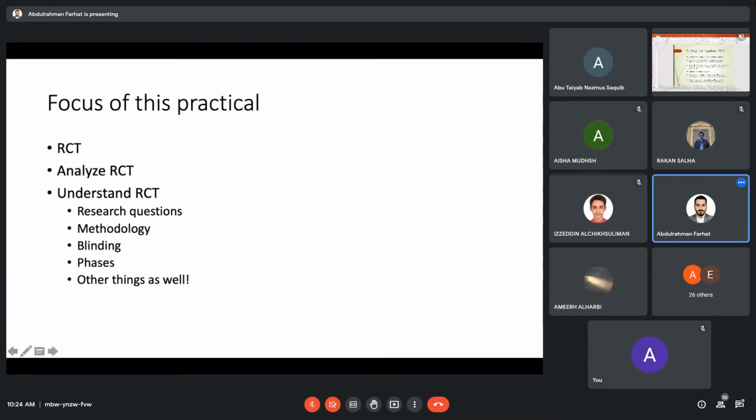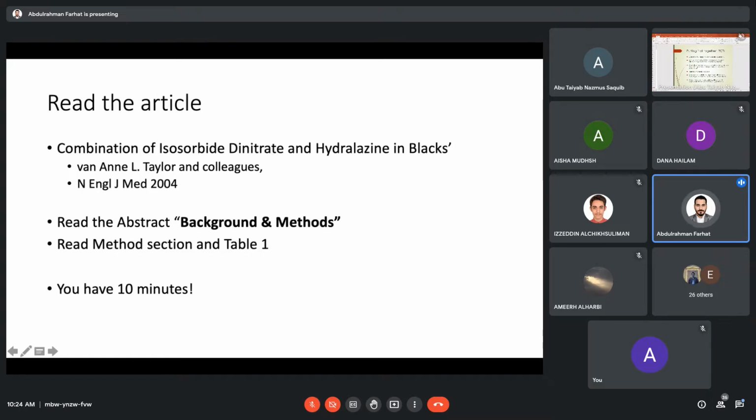Yes. Okay, good. So I want you guys now to read the article. The article is named combination of isosorbide dinitrate and hydralazine in Blacks with heart failure. It's by Anne L. Taylor and colleagues, and it's from the New England Journal of Medicine. It was published in 2004.